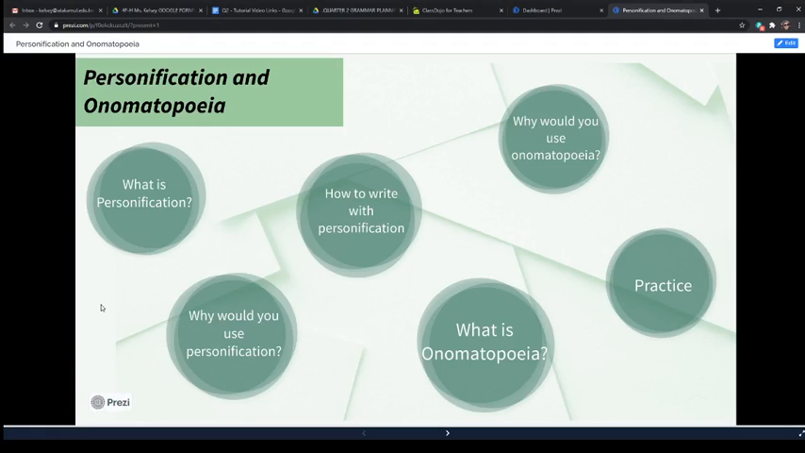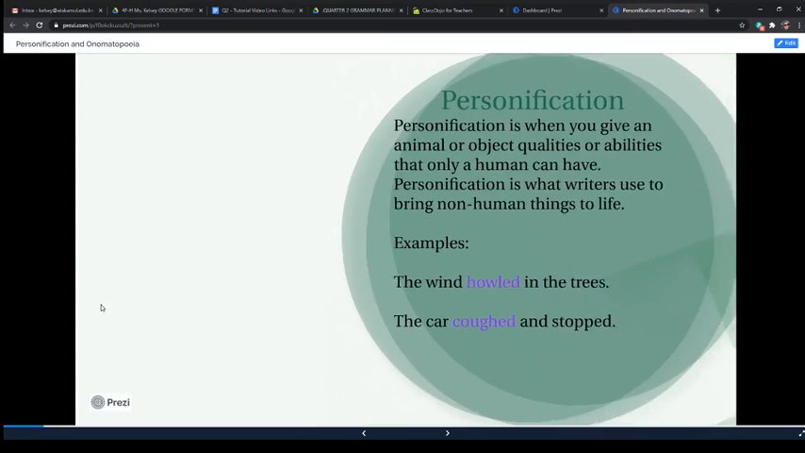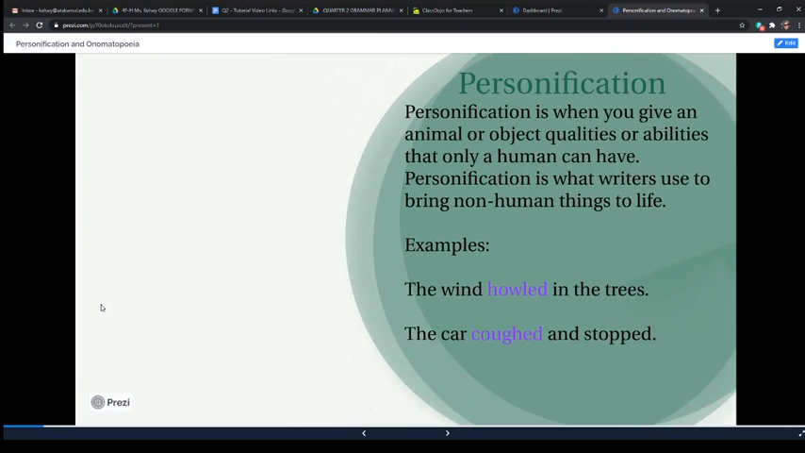Welcome back, grade 4. Today during grammar, we are going to be looking at personification and onomatopoeia. What is personification? Personification is when you give an animal or object qualities or abilities that only a human can have. Personification is what writers use to bring non-human things to life.